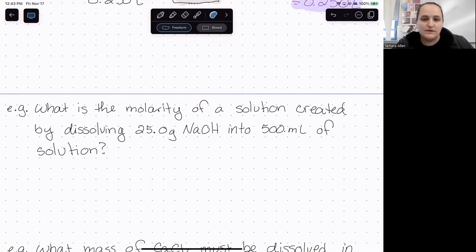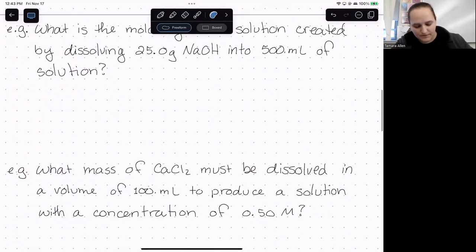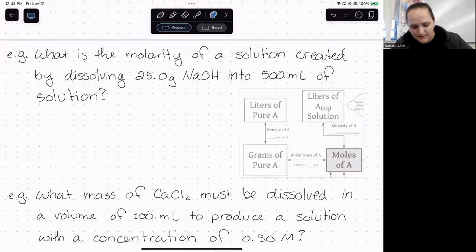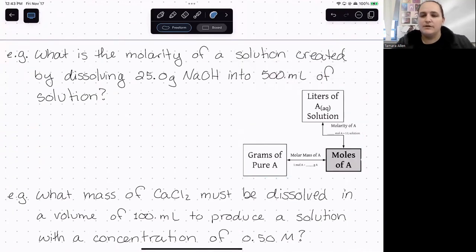So this one is a little bit more realistic in terms of how we actually make solutions in the lab. We are usually starting with a solid solute that we're going to weigh out on the scale, and we're going to put that into some amount of water to end up with a solution once that solid has completely dissolved. And so we can calculate the molarity of that solution. And this is where we're going to start really using parts of this flowchart that you received.